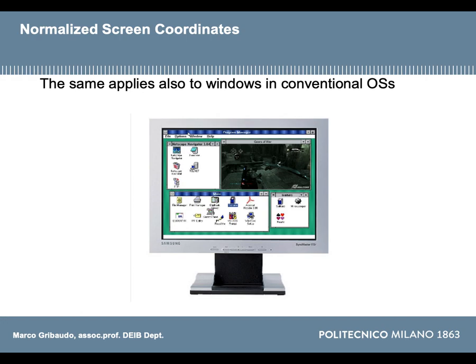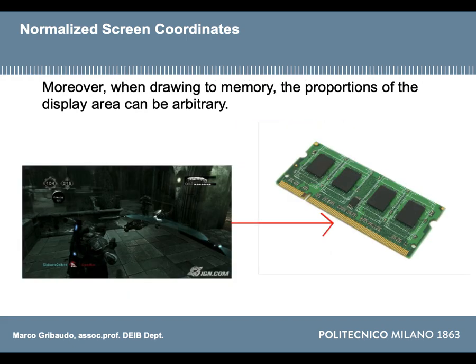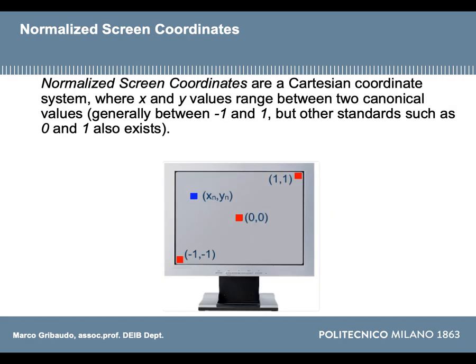So the aspect ratio is defined by the size of the window we are going to use, and in some cases we are also rendering to memory to achieve some special effects, and in this case we might have whatever aspect ratio we wish and whatever resolution we want, depending on the quantity of memory we are using to write our image on. Okay, so how is this solved?